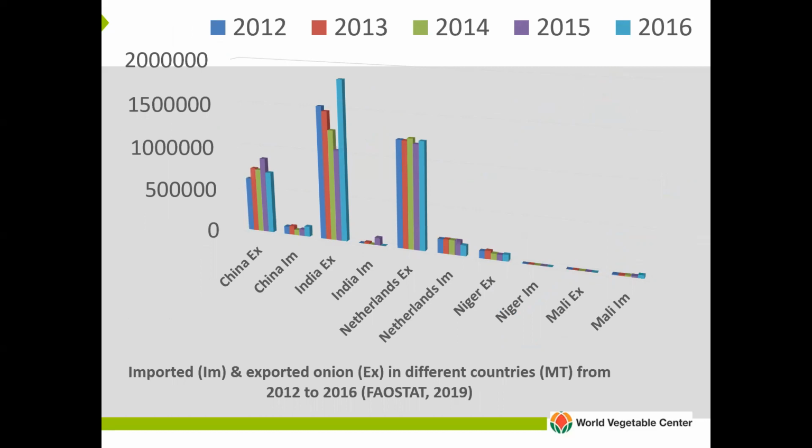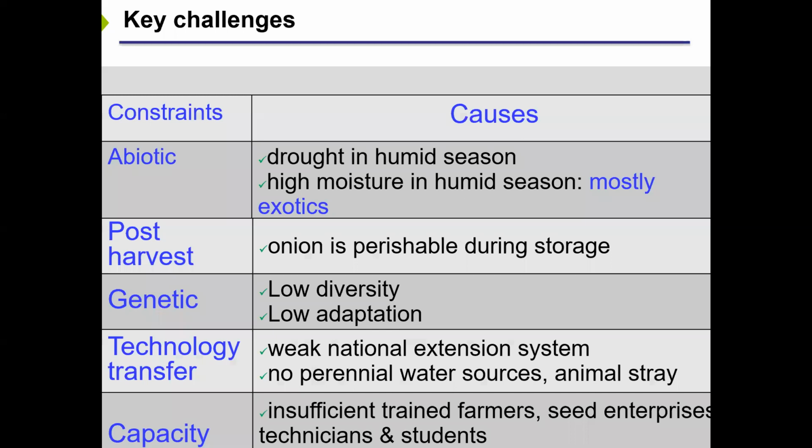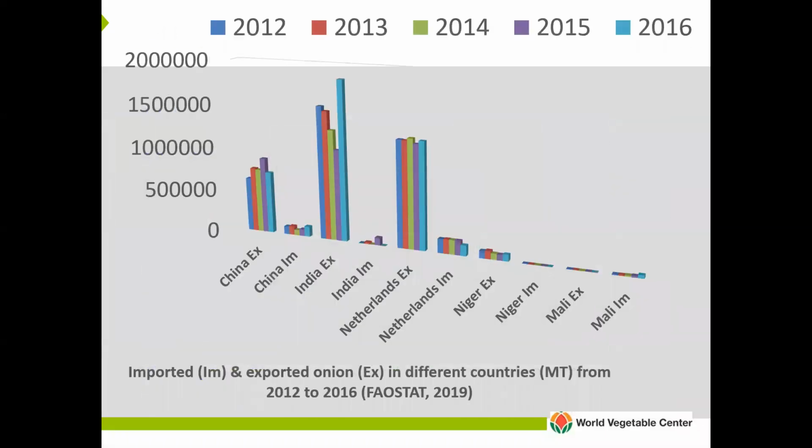This graph shows imported and exported onion in different countries in the world. As you can see, this graph shows that local demand for onion in Mali is higher than the offer, while in more developed countries such as China, India, Netherlands, the offer is higher than the demand, which results in export and also a source of income.